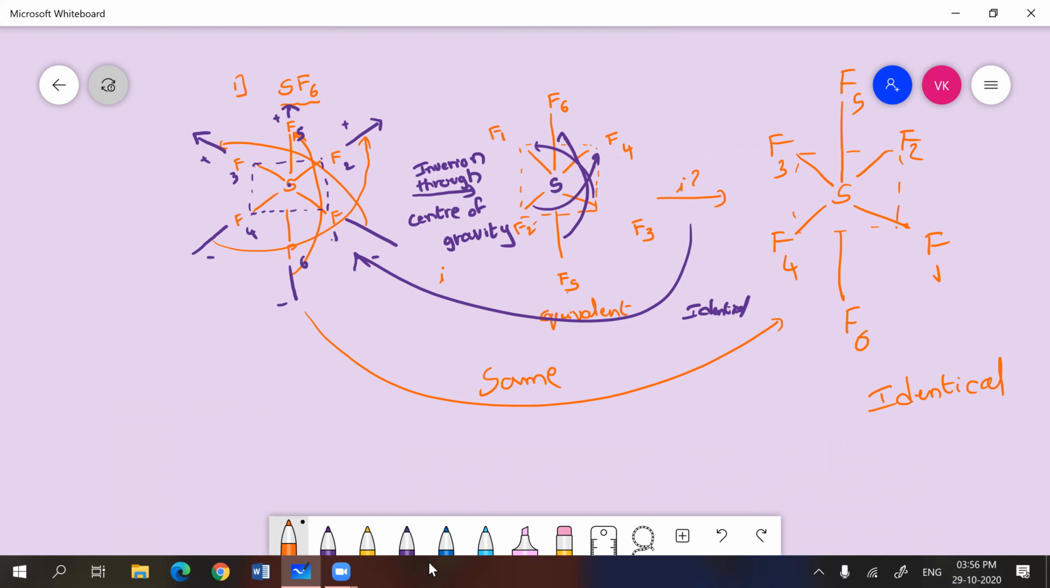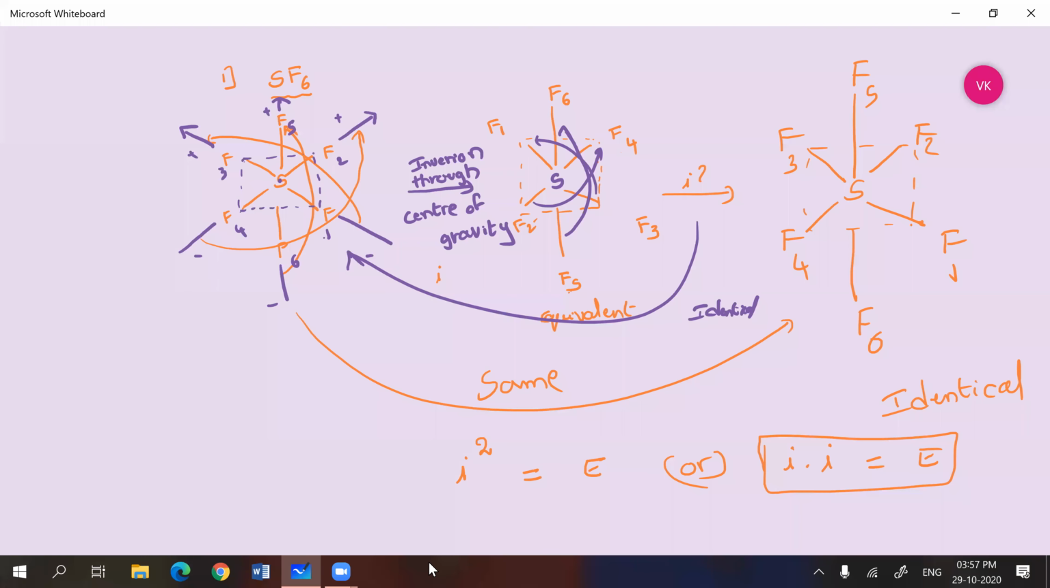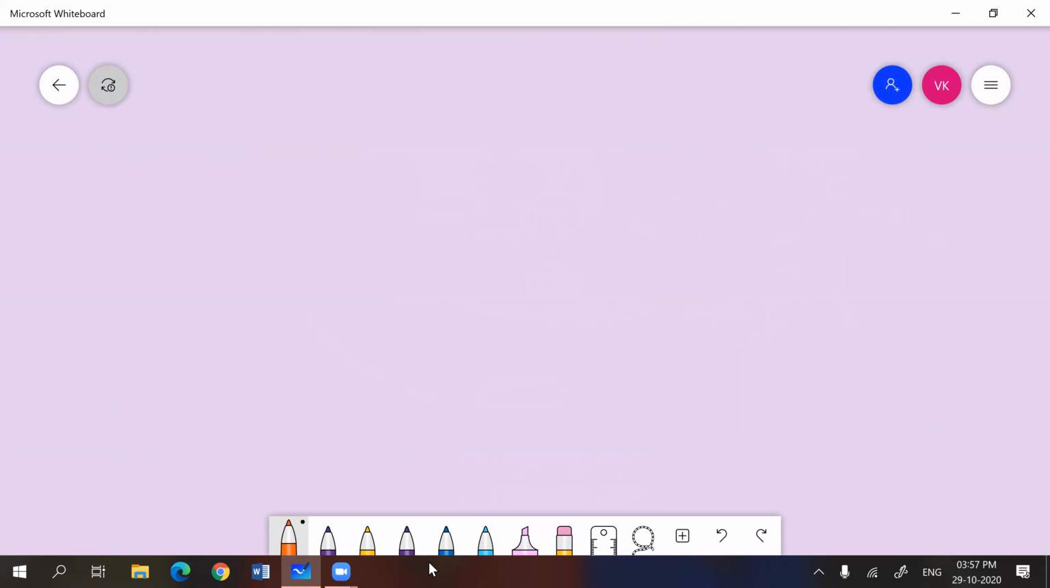So how many times after doing inversion did we get an identical structure? 2 times. That's the reason why i squared is equal to E. Or what we can say, 2 times means multiplication is equal to E. So this is the simple formula that we can understand easily. Let me explain one more example. That is the second example. I'm going to take ethane, staggered ethane.